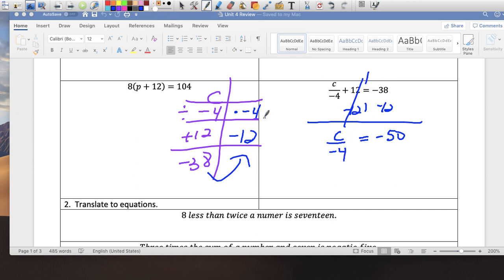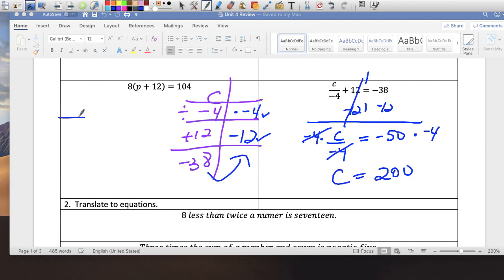We're now going to multiply both sides by negative 4. So we've done this, we've got to do this. So multiply this side by negative 4, and multiply this side by negative 4. Negative times a negative is a positive. 50 times 4 is 200. Negative 4 and this negative 4 will cross simplify to become just 1, and 1 times c. So the value of c is 200.